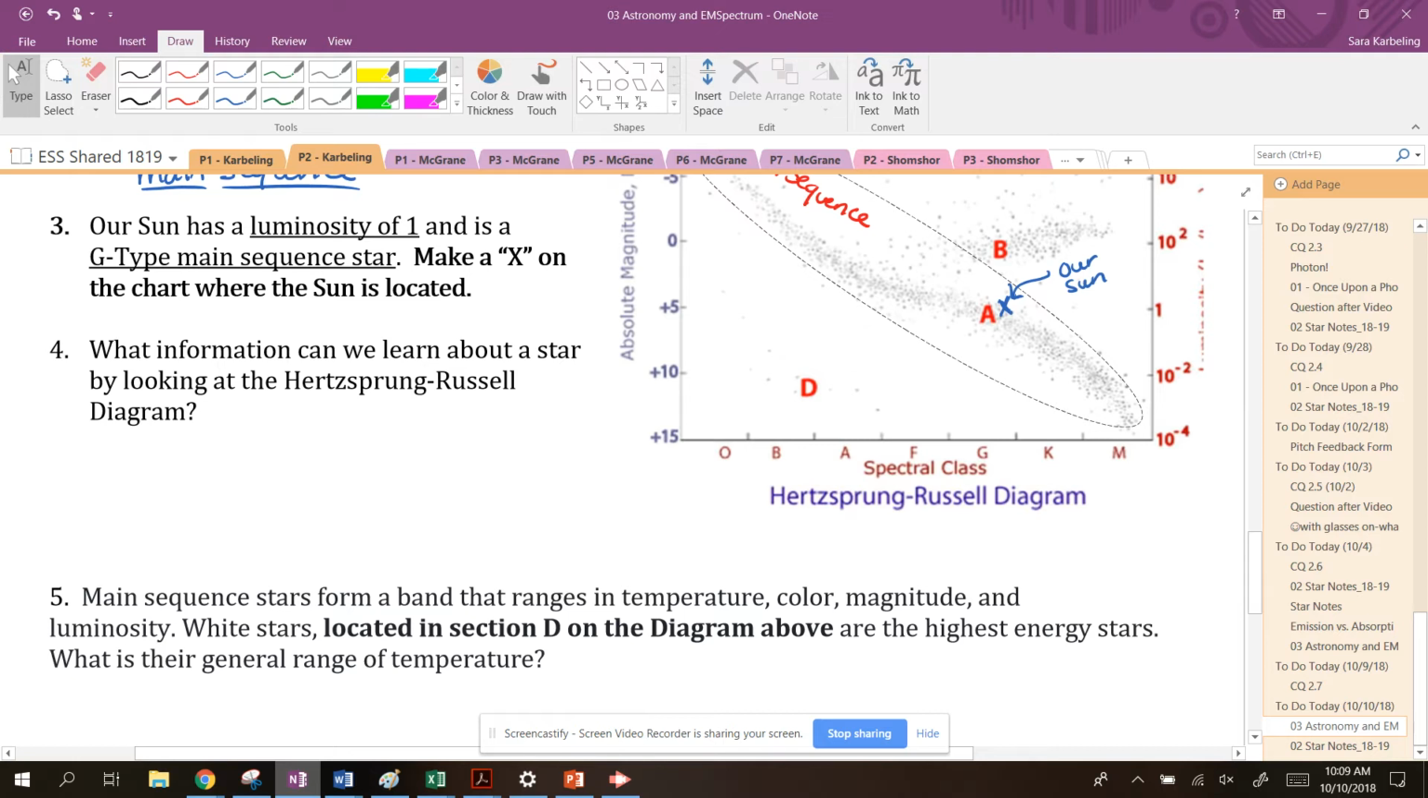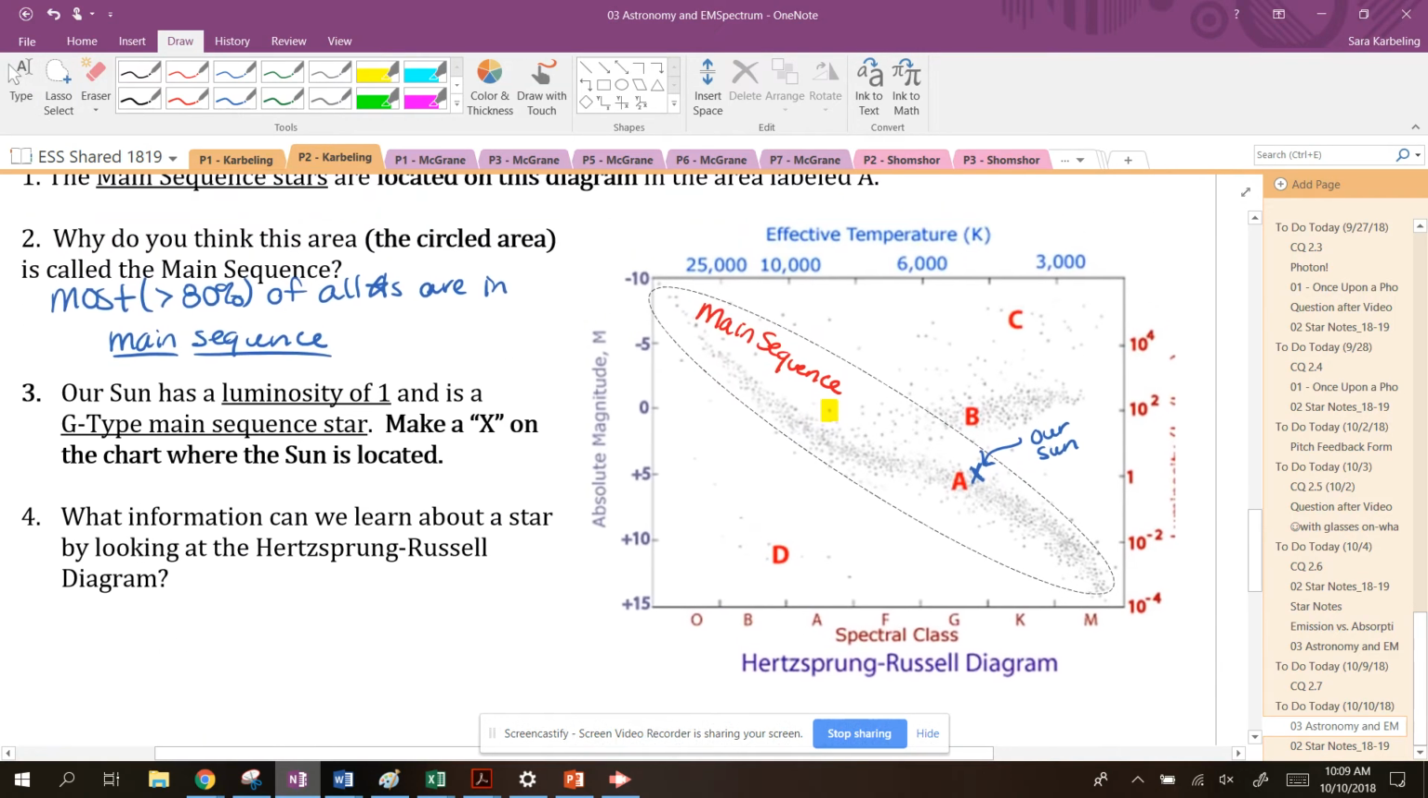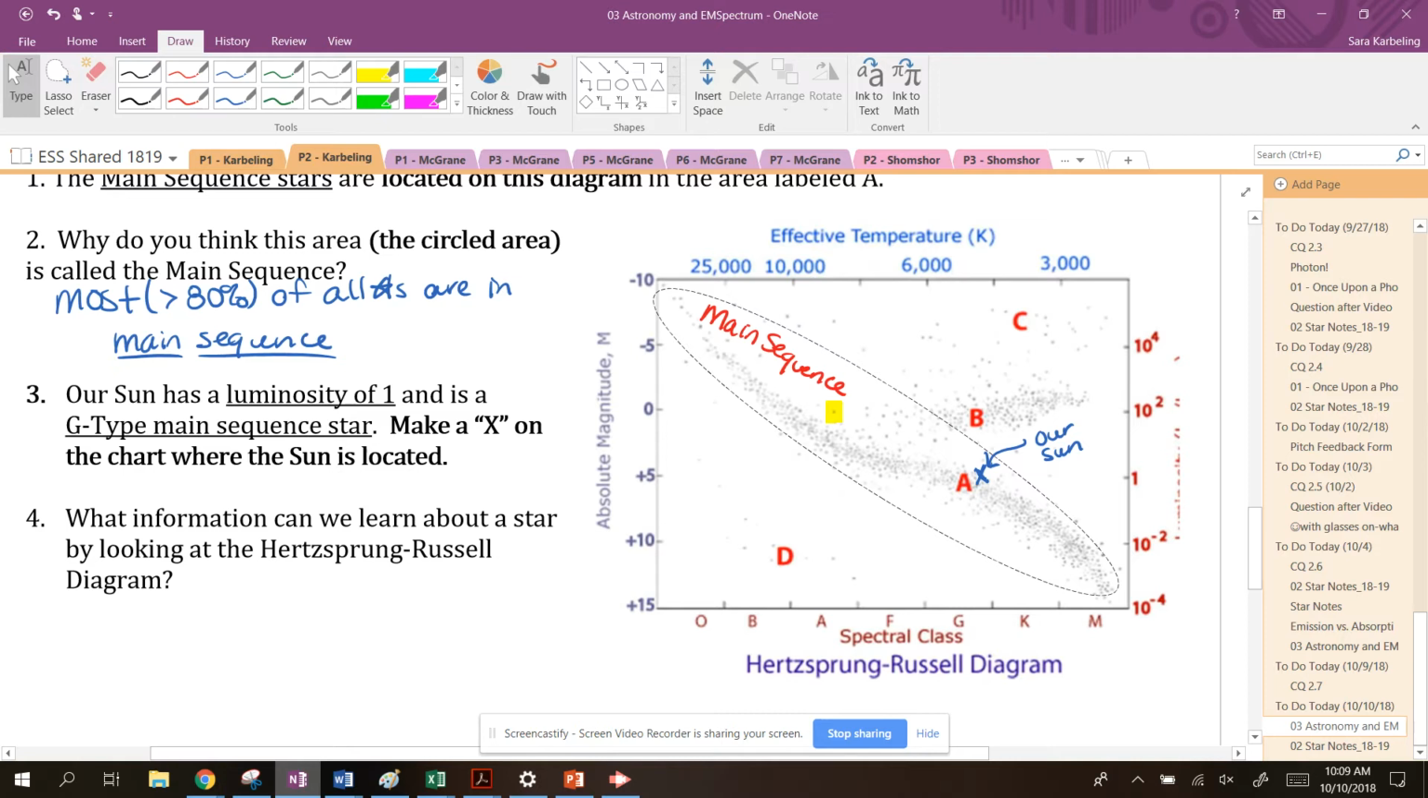Question 4 says, what information can we learn about a star by looking at the Hertzsprung-Russell diagram? So let's say that I'm going to look at, I don't know, let's pick a star. Maybe this one right here. I'm just picking a random star. If I pick this star, what information can you tell me about it? Go, Haley. What do you know? Probably the temperature. Yep. That's fair. And then the magnitude. Yep.